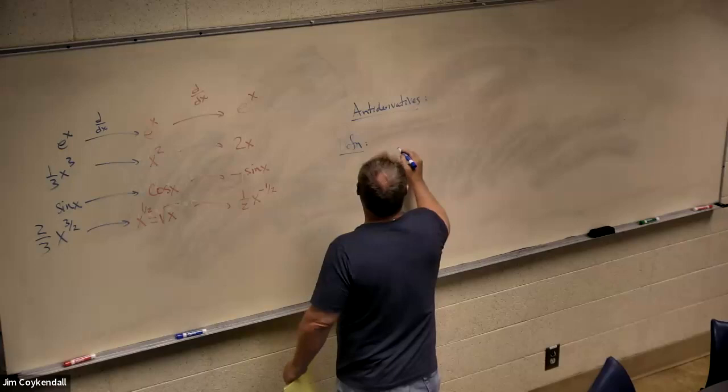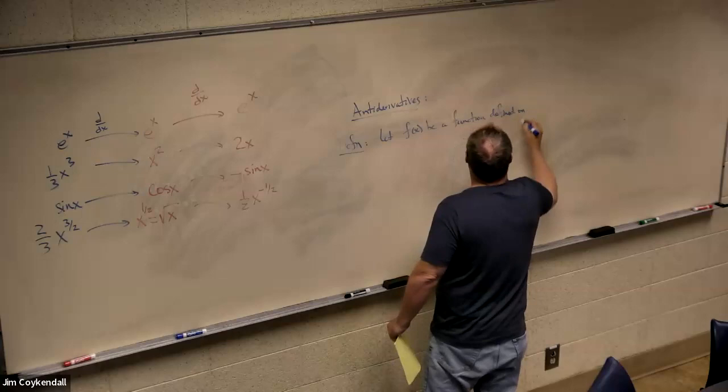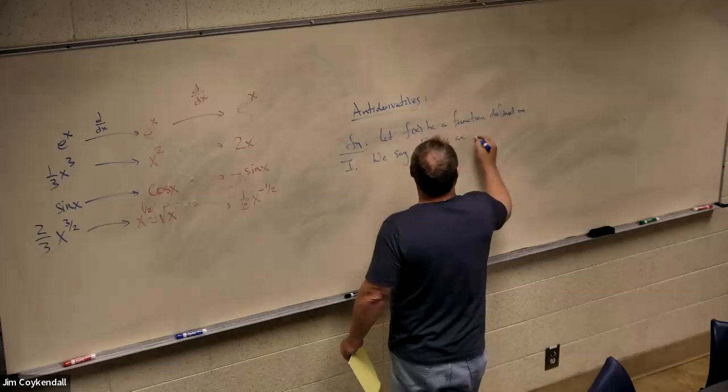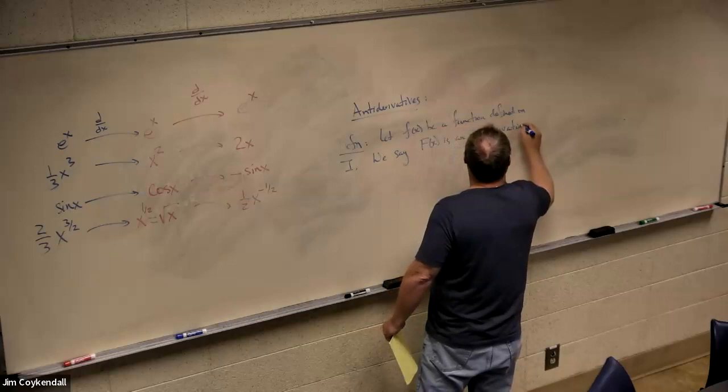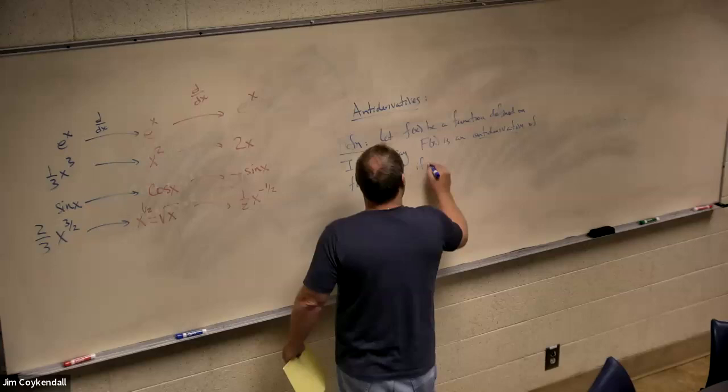F of x, the function, defined on an interval I. We say capital F of x is an antiderivative of f of x if F prime of x equals f of x.